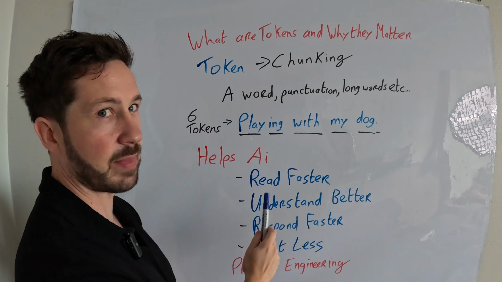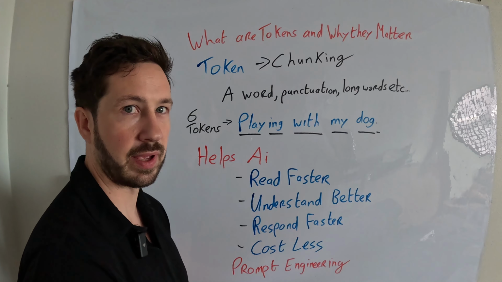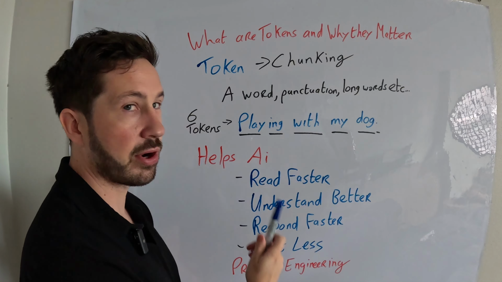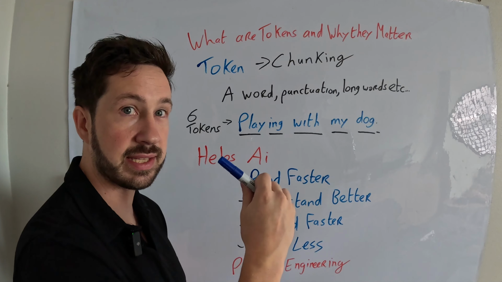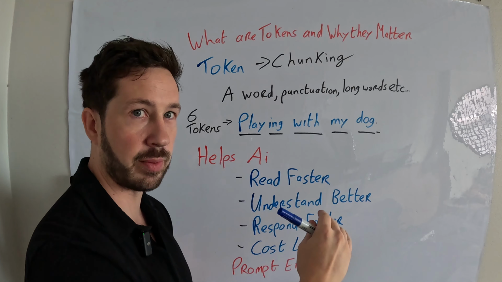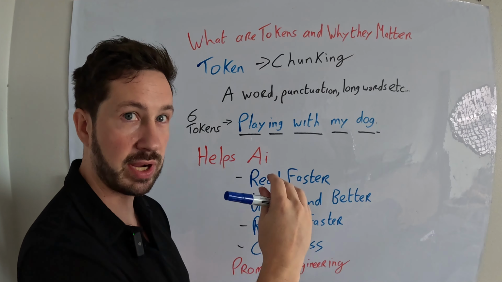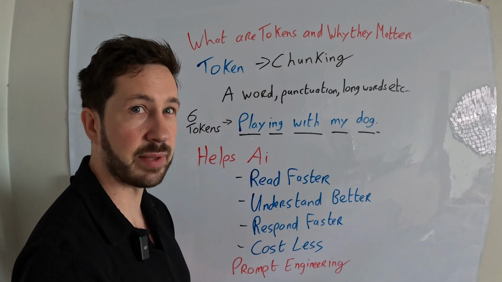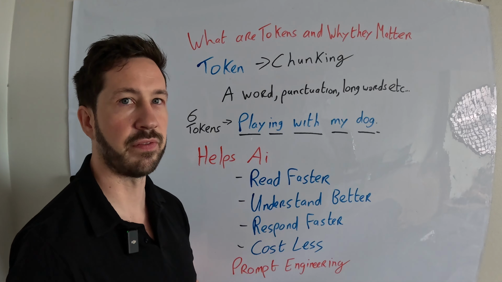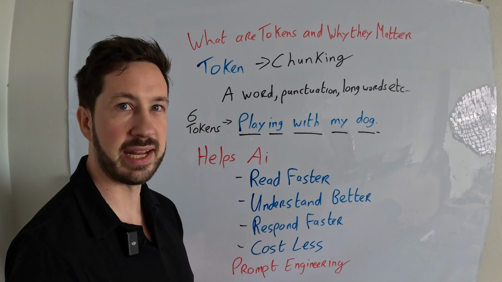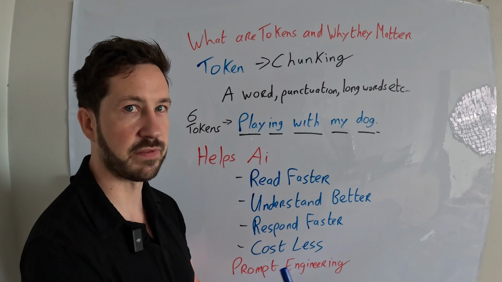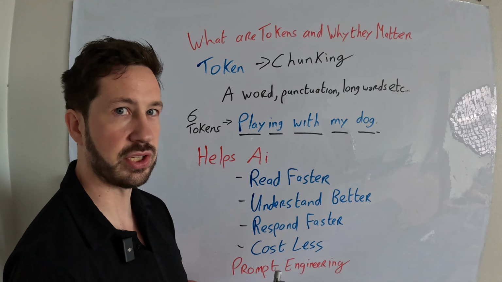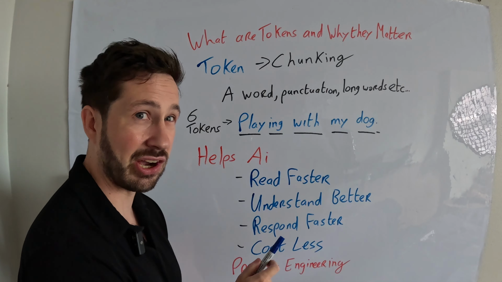Now, why does this matter and how does it actually help? By generative AIs breaking things into tokens, it reads the information faster, whether it's the prompt or the knowledge base you're giving it. It understands it better, so there's much less chance of it guessing or hallucinating, like giving you the wrong answer. It also responds faster because it doesn't have as much information to go through. And of course, it costs less.